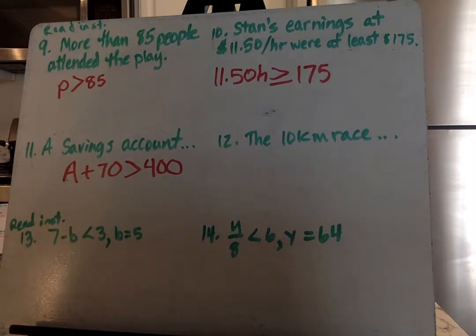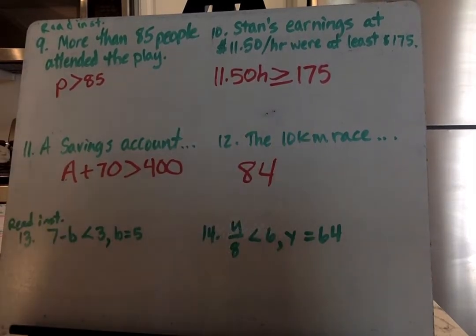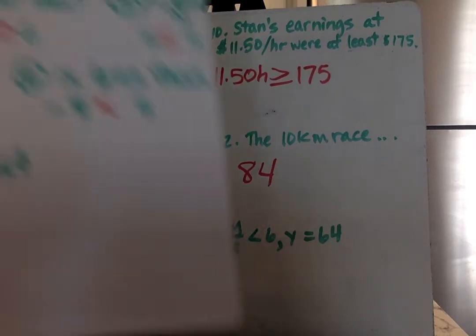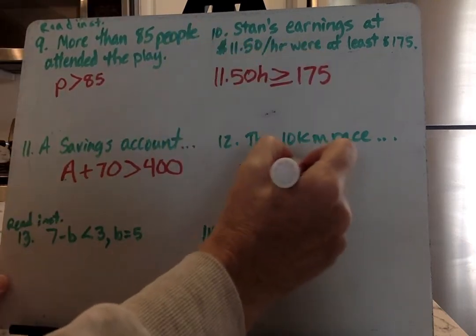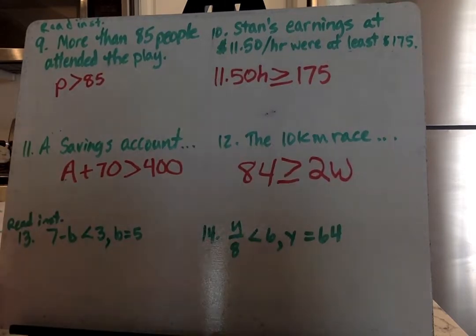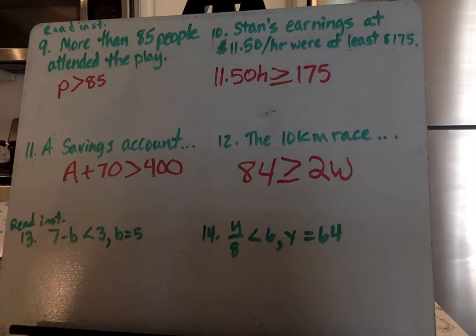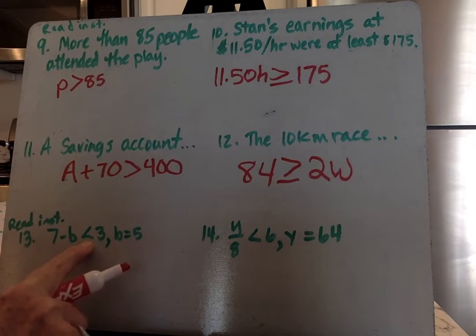Okay. Number 12, the 10-kilometer race time of 84 minutes was at least twice as long as the winner's time. So we say 84 is at least. So again, if we want to look at least, so it's greater than or equal to twice, so it's 2 times the winner's time. And again, we don't have to solve it. We're just writing the inequalities. Okay, number 13. For the given value, state whether each inequality is true or false. So they give us this inequality, just means it has one of these in it.